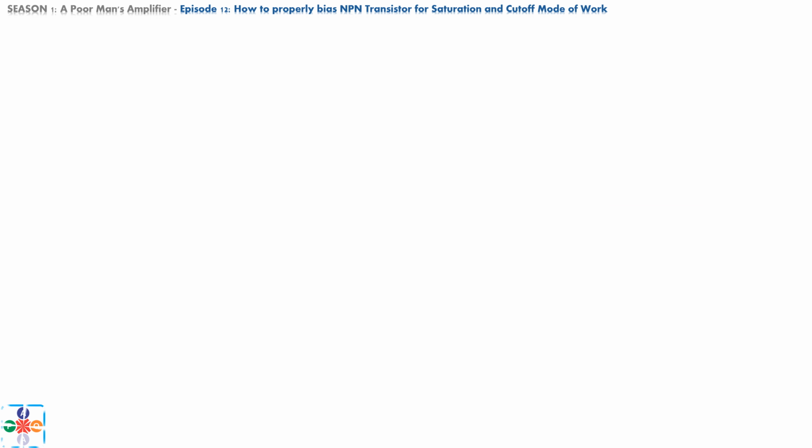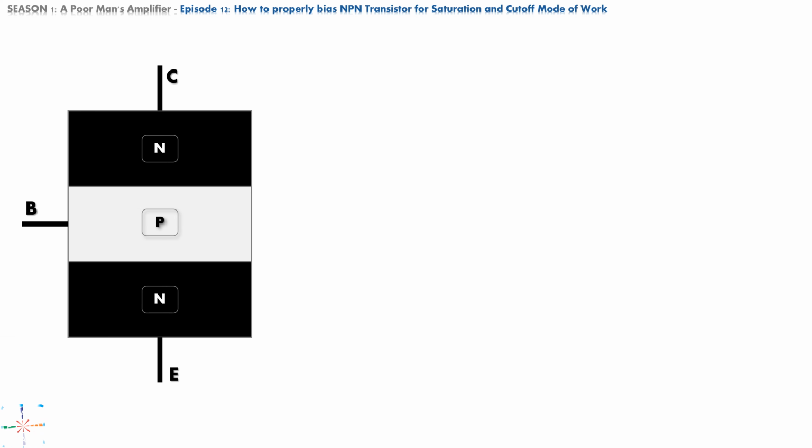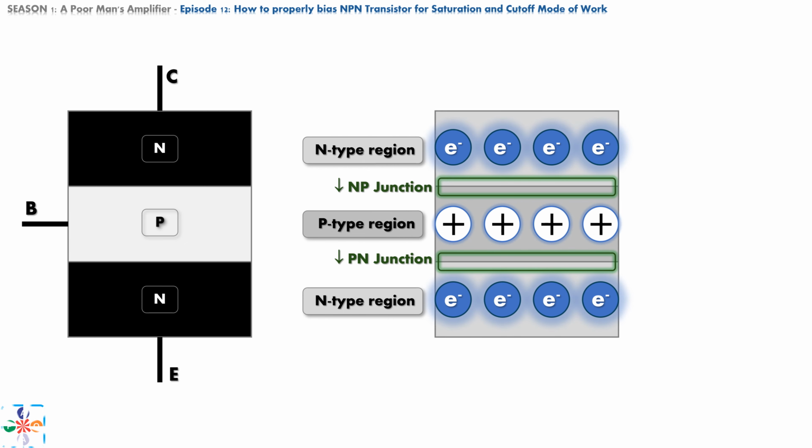Now, logical question is, from where does that 0.7 volts of voltage drop come from? Let's quickly pull back the block diagram of NPN transistor. You have seen this already in our previous videos. By definition, NPN transistor is one intrinsic semiconductor doped with p-type impurities to form p-type region, sandwiched between two other intrinsic semiconductors, doped with n-type impurities, forming two n-type regions.